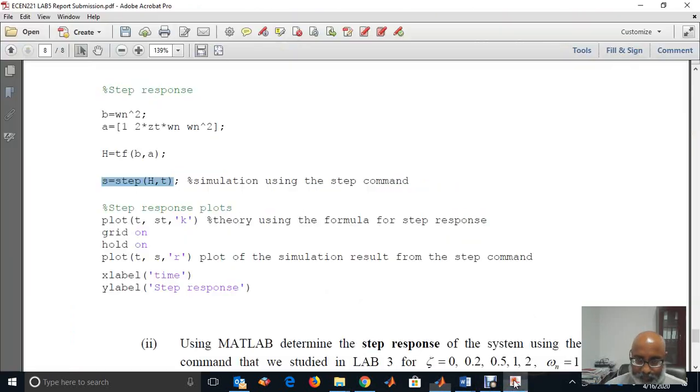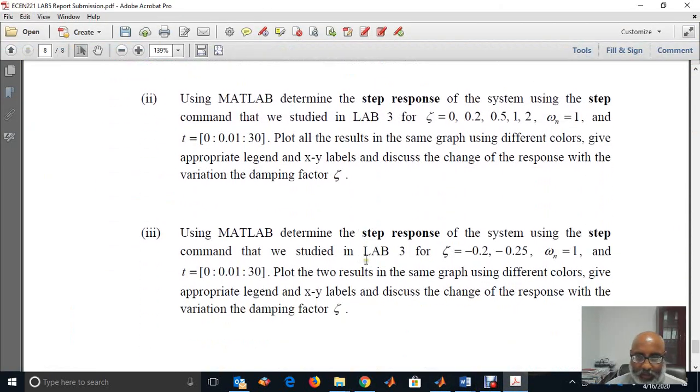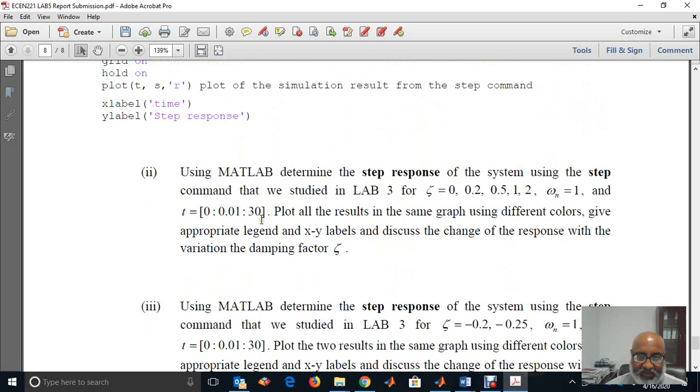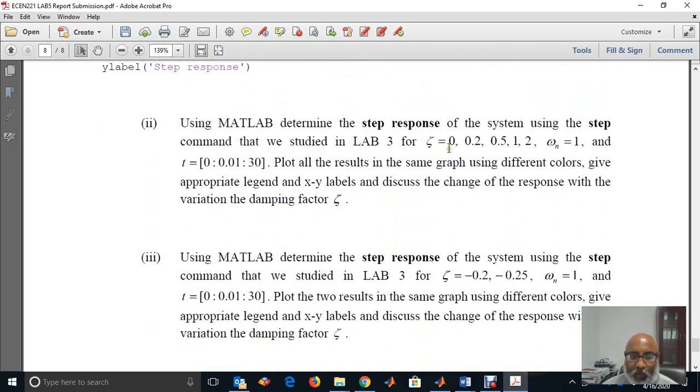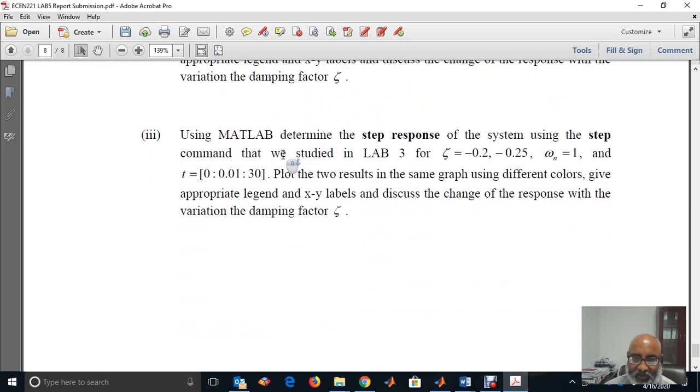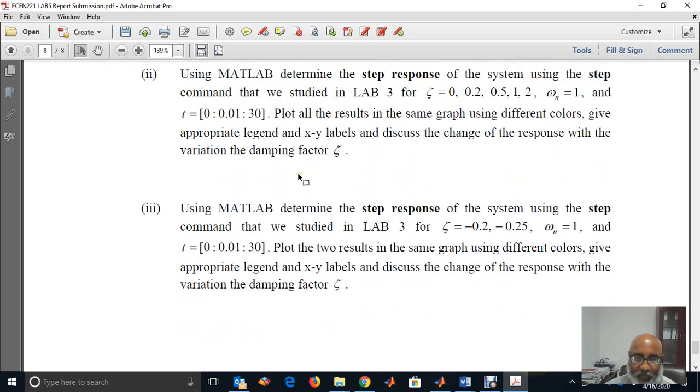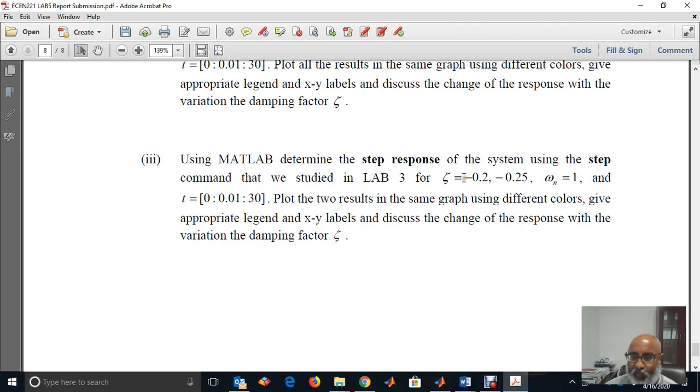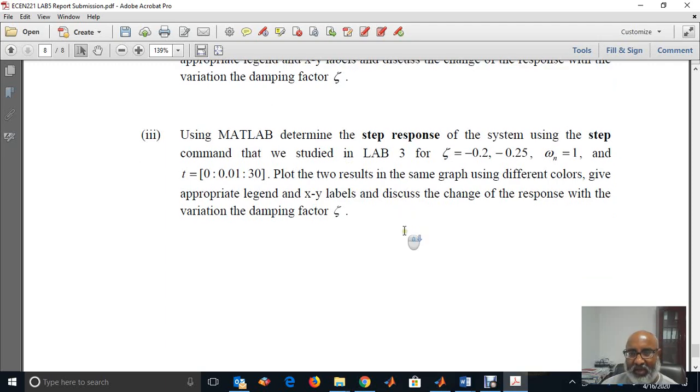All right, so take this one, parts 2 and 3. Again, you will do this for different zeta, only using the step command: zeta 0, 0.2, 0.5. Please read and go through what is required here, and also here for zeta minus 0.2 and minus 0.5. Plot the results in the same graph using different colors, give an appropriate legend, X and Y labels, and so on, and discuss the results.